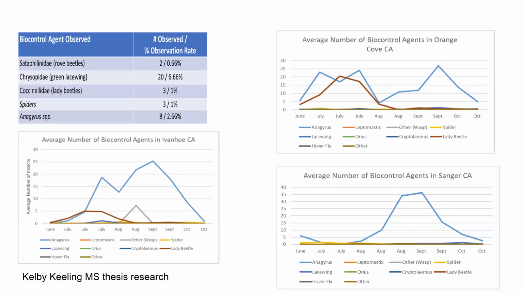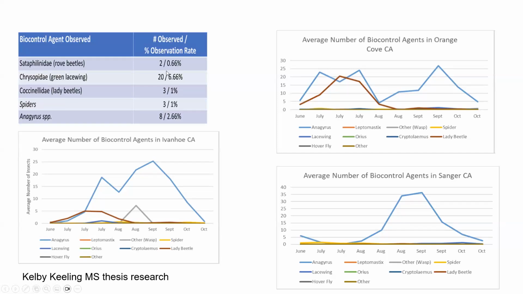Here are some of the results from an ongoing study that Kelby Keeling is doing to understand what kind of background mortality is going on, what kind of natural enemies are in the San Joaquin Valley. As you can see from these graphs, from different counties, in Ivanhoe, in Tulare County, in Fresno County, also in Fresno County, the blue line is Anagyrus in all these graphs. And as you can see, Anagyrus activity increases in July, and there is pretty good Anagyrus parasitism going on in all different orchards.